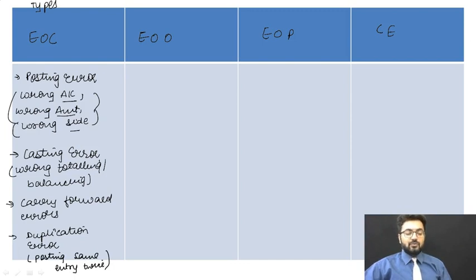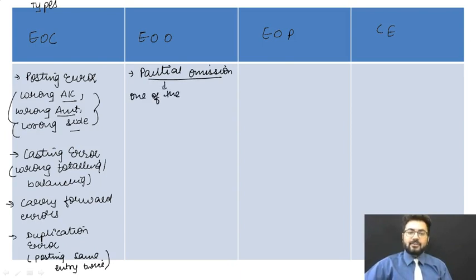Now EOO refers to the errors of omission. In this, you will find there are basically a couple of types. That is partial omission. Partial omission over here refers to the case where one of the aspects of a transaction is omitted to be recorded. Every transaction has a couple of aspects, debit and credit. So one of the aspects of the transaction is left as omitted to be recorded.